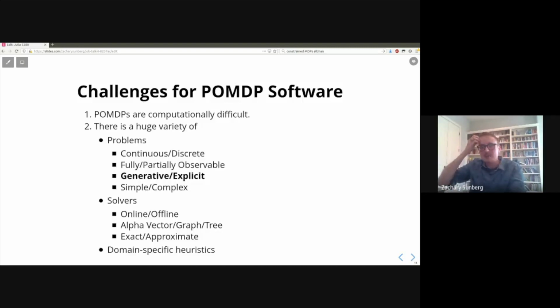The second problem is that it needs a huge amount of flexibility. There's a huge variety of problems, solvers, and different heuristics that you might want to use to solve a POMDP. Some examples are that some problems are continuous, some problems are discrete, and there are fully observable MDPs or partially observable POMDPs. But I'll just focus on one distinction, which is generative or explicit.